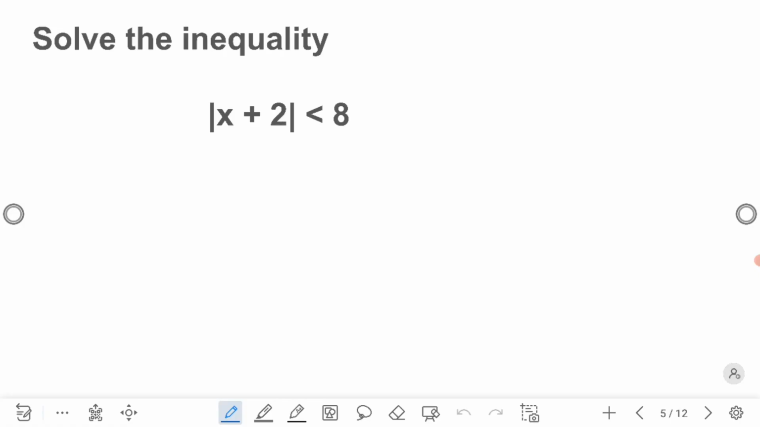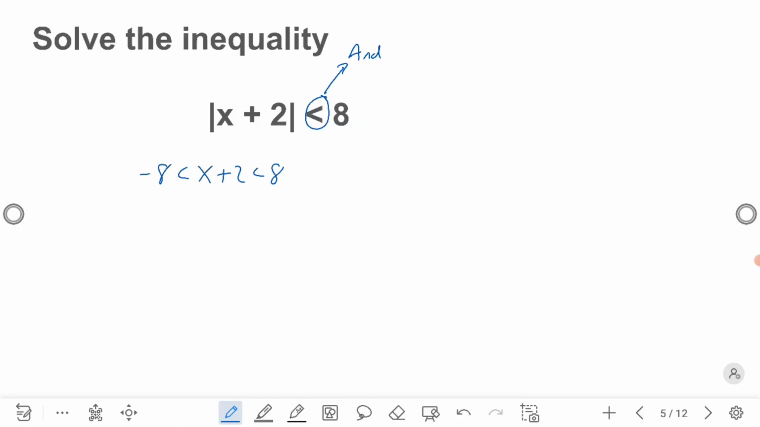All right, if I'm solving this one, the first thing I want to do is look here. That inequality symbol is less than, so I know that's going to be an and. When it's an and, I'm going to take the opposite of 8 and put it out front. Then I'm going to have negative 8 is less than x plus 2, which is less than 8. So it's one long inequality.